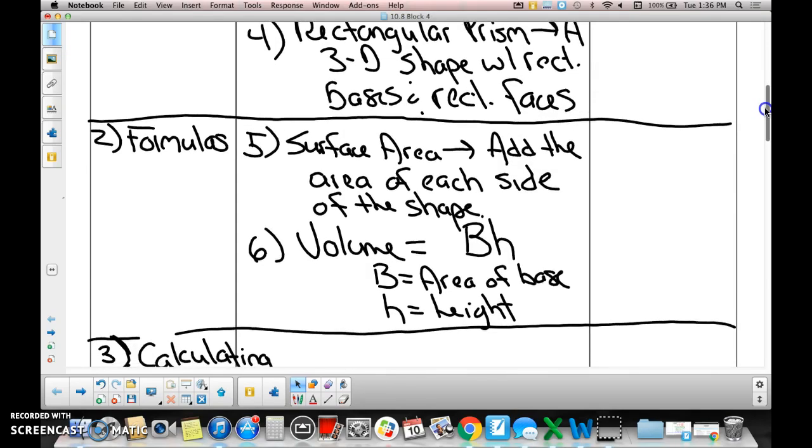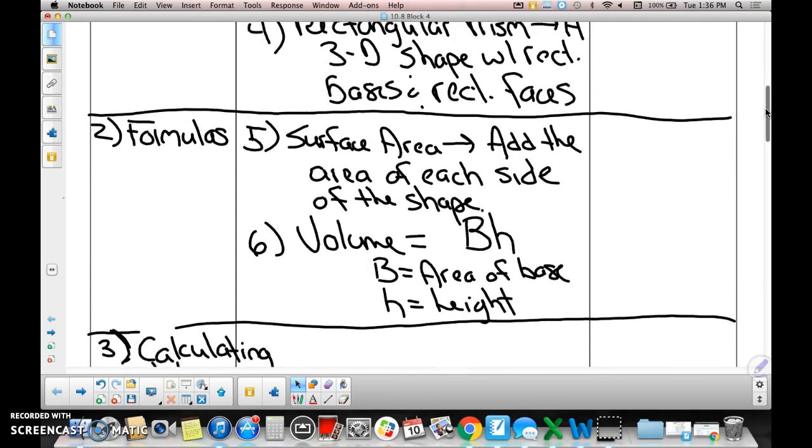Here are your formulas. Can somebody tell me what a capital B means in the volume formula? What does a capital B mean, Muna? Area of the base. Okay. Very important that you understand in mathematics, a capital B is going to be the area of a base when calculating volume.